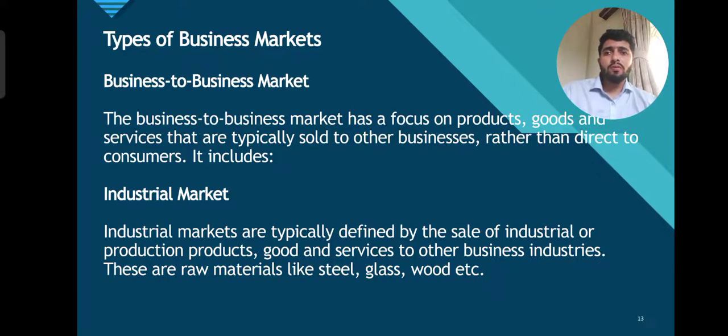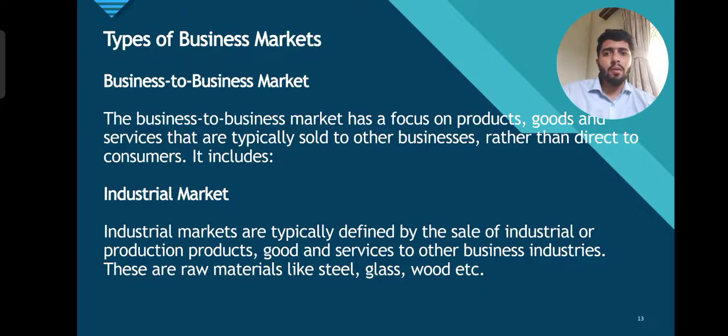Moving next, the types of business market. First is the business to business market, B2B. The business to business market focuses on products, goods, and services that are typically sold to other businesses rather than directly to the customer. It includes the industrial market. Industrial markets are typically defined by the sale of industrial or production products, goods, or services to other business industry.